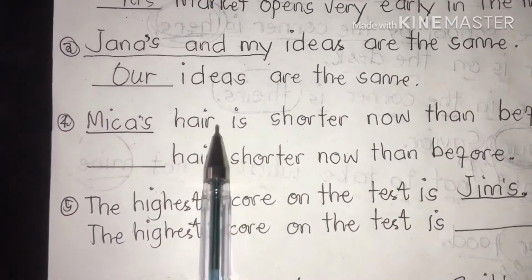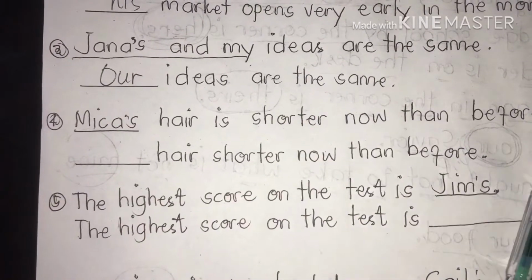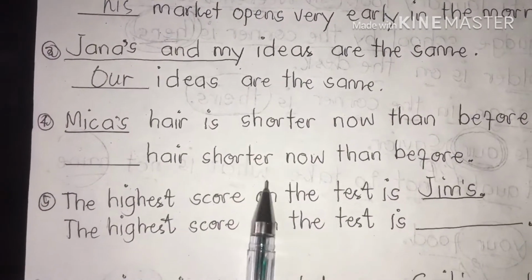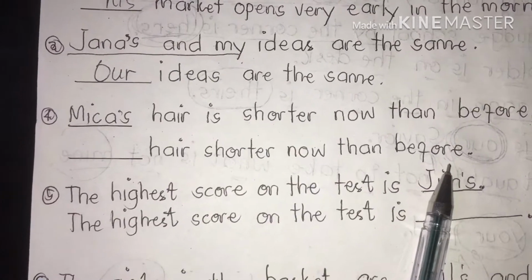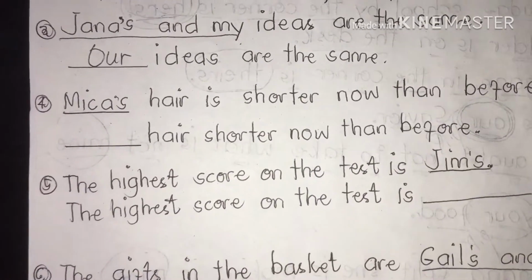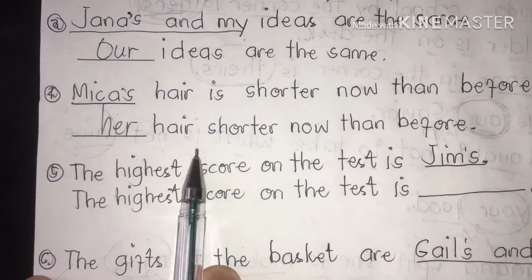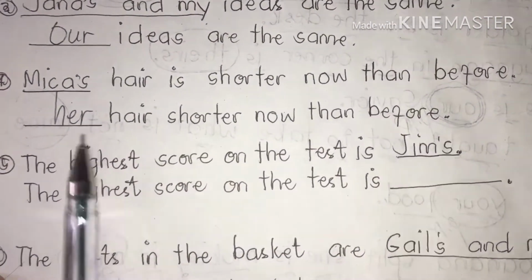Number 4. Mecca's hair is shorter now than before. Blank hair is shorter now than before. So remember, Mecca's, it's a girl. So we're going to write here: her hair is shorter now than before. This is the appropriate answer.